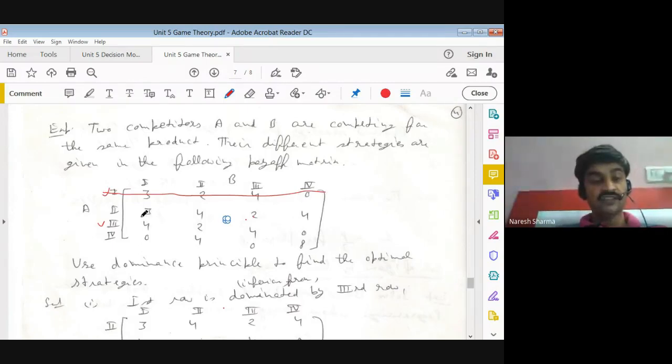So if you see, this is less than, but here this 2 is less than 4, so no further option is available here. Here you can see this 4 is greater than this 0, but here 2 is less than this 4, so row wise no further options are available. Then we can check column wise.